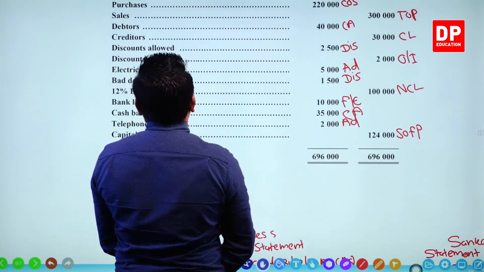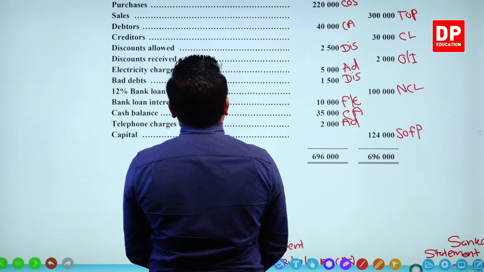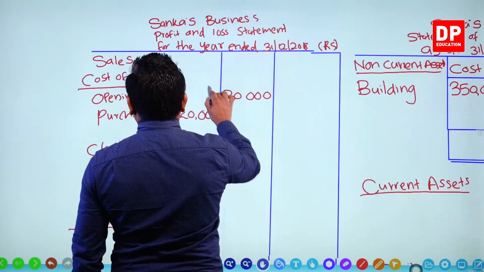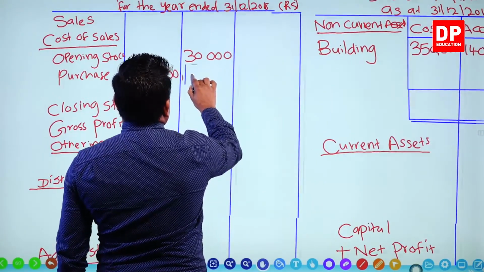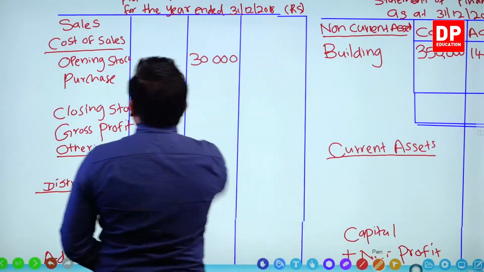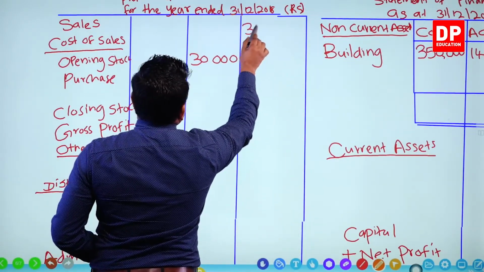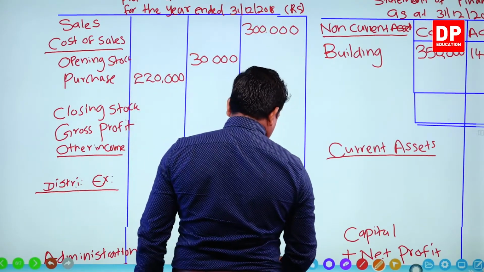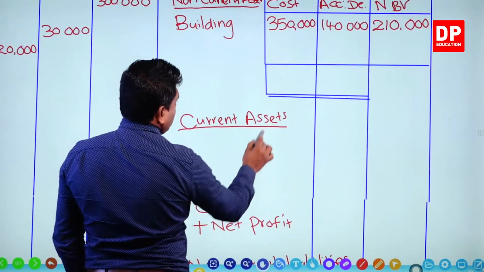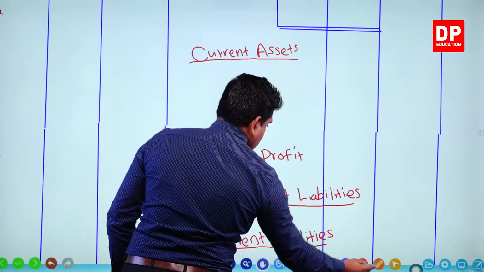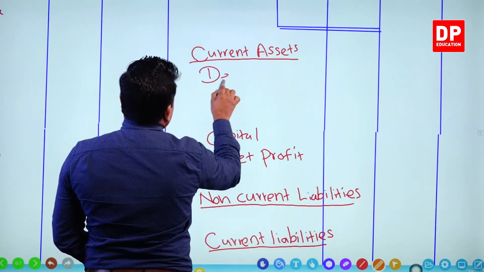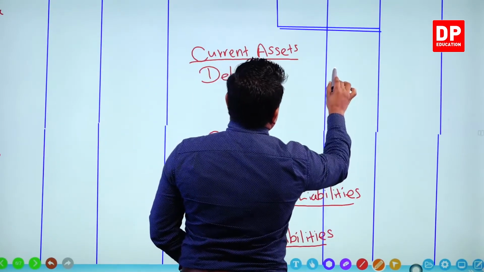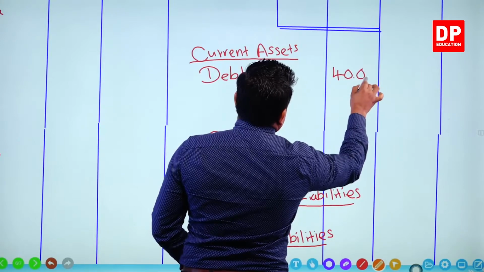Sales 300,000, debtors 40,000. Sales 300,000. Debtors 40,000, where do we write it? Debtors we write under the current assets, no? How much? 40,000.